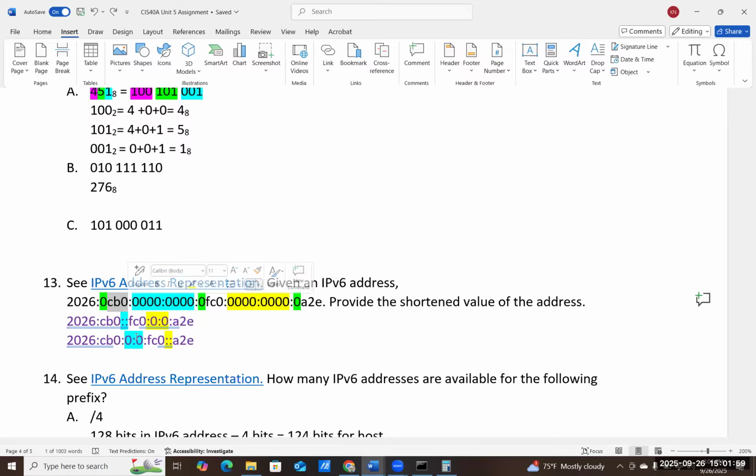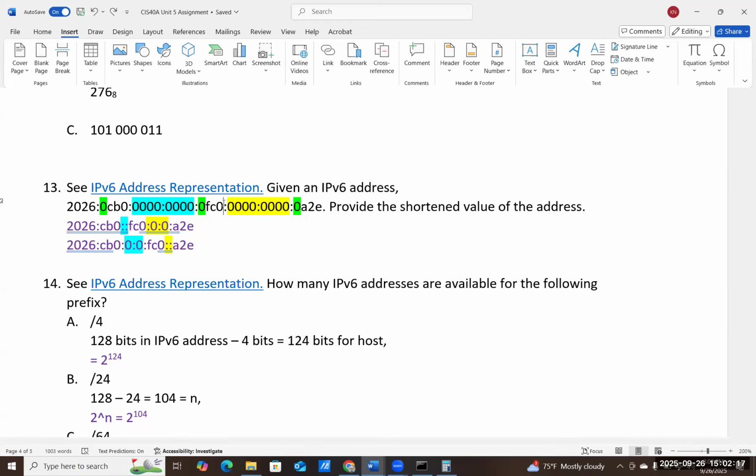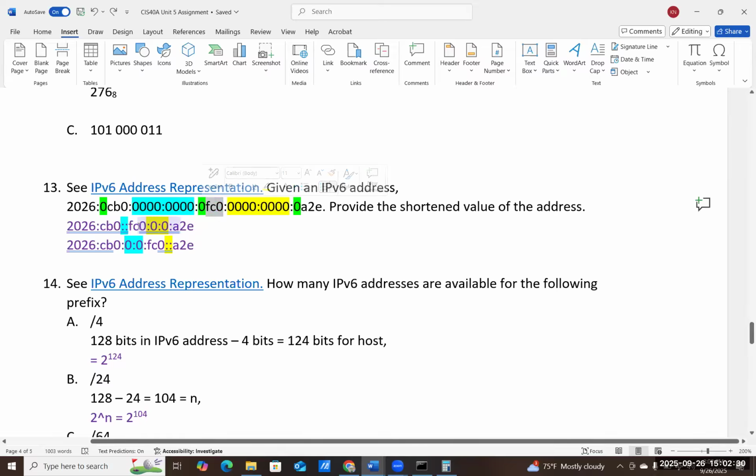Okay, because these are a bunch of zeros, so when you see a double colon, that would represent that there are 0s in the middle. Okay, and then again, FC0, because there's a 0 in the front, you see how I highlighted in green, right? We can omit that green 0 and we have to keep the FC0 in the subsequent value, which is this right here. We bring it down.